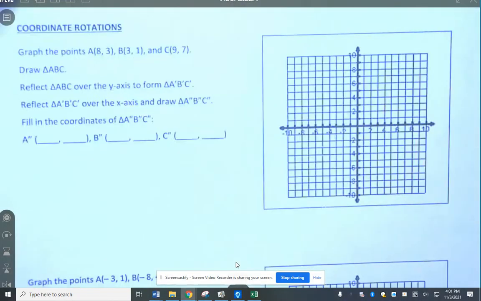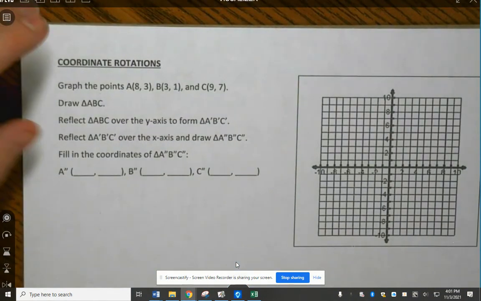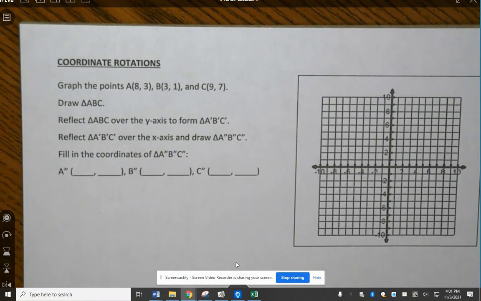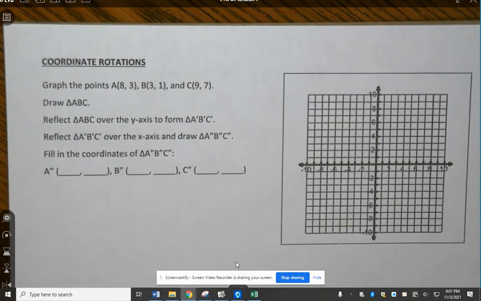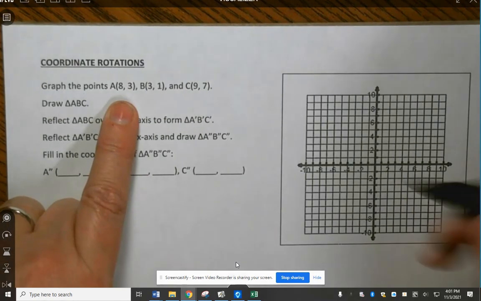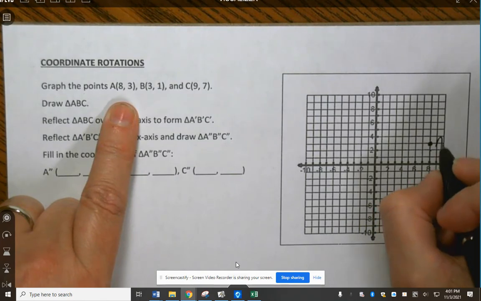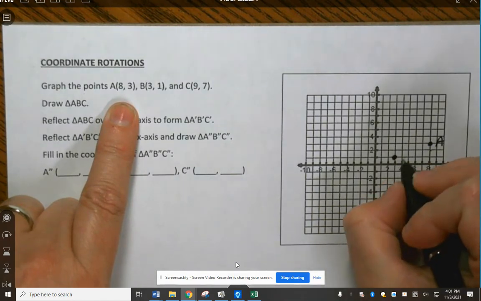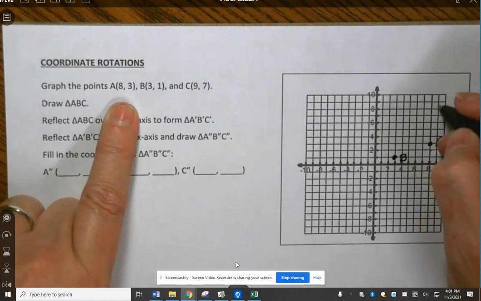And now we have some rotations. Now, rotation can be a composition, meaning more than one, of two reflections. So if I graph the points 8, 3, 3, 1, and 9, 7.